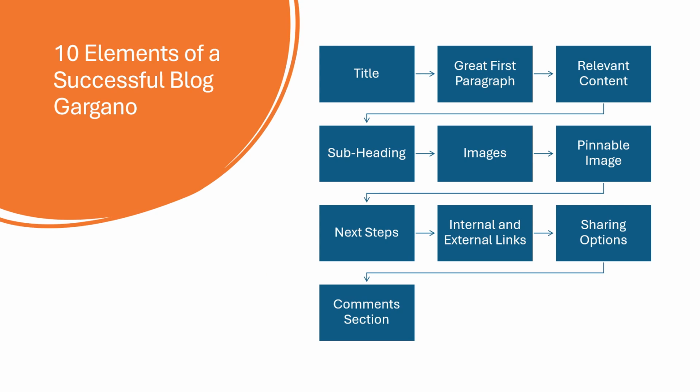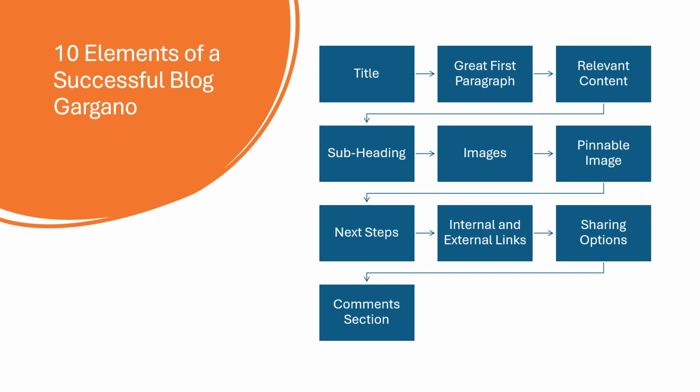So let's get into it. Now, according to Gargano, there are about 10 elements of a successful blog. So she says the title, a great first paragraph, relevant comment, having subheadings, images, and pinnable images.